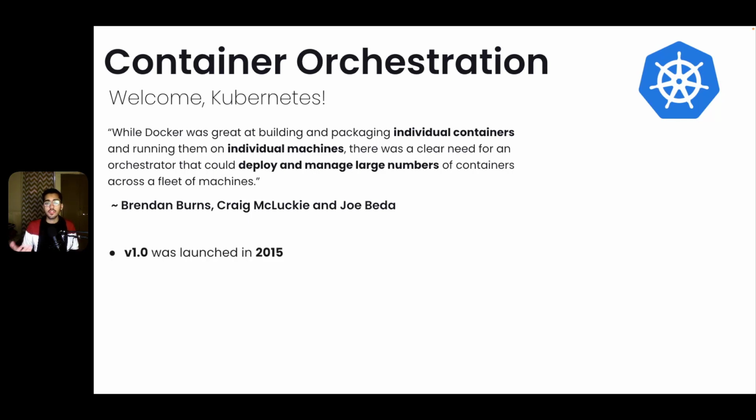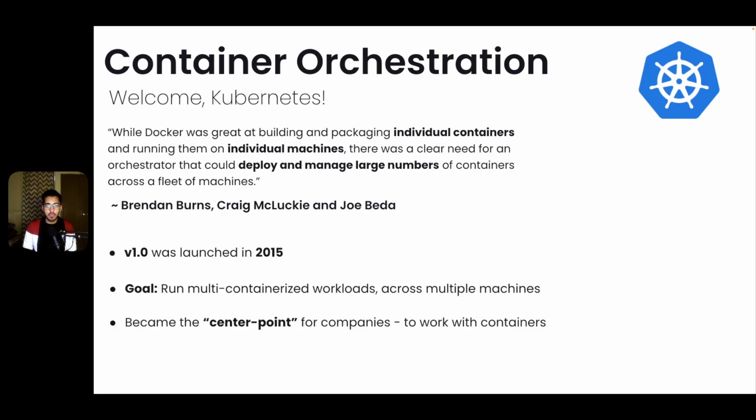So version 1.0 of Kubernetes was launched in 2015, and initially it was actually called Borg. Again, the goal was to run multi-containerized workloads or applications across multiple machines. That was actually the initial goal of running Kubernetes. Kubernetes is a lot more than container orchestration right now, but when it initially got started, that was the main problem it was solving for us. Now, as Kubernetes was launched, it quickly became the center point for companies when it came to working with containers, right?